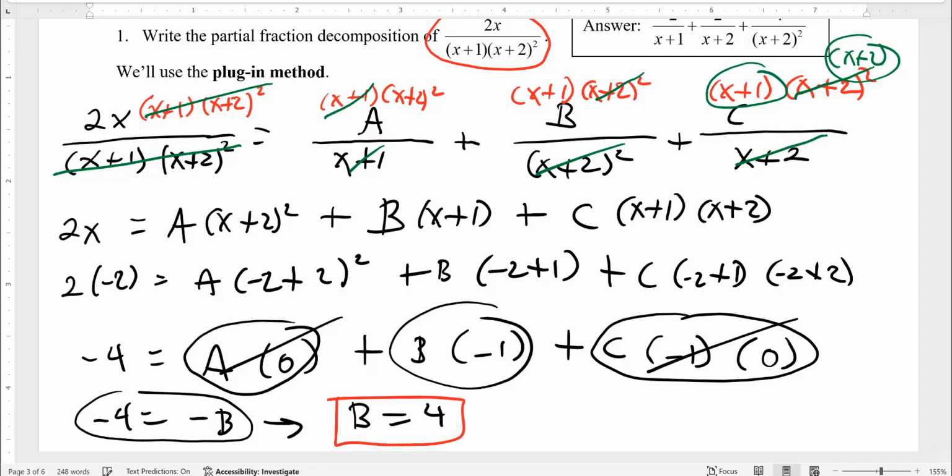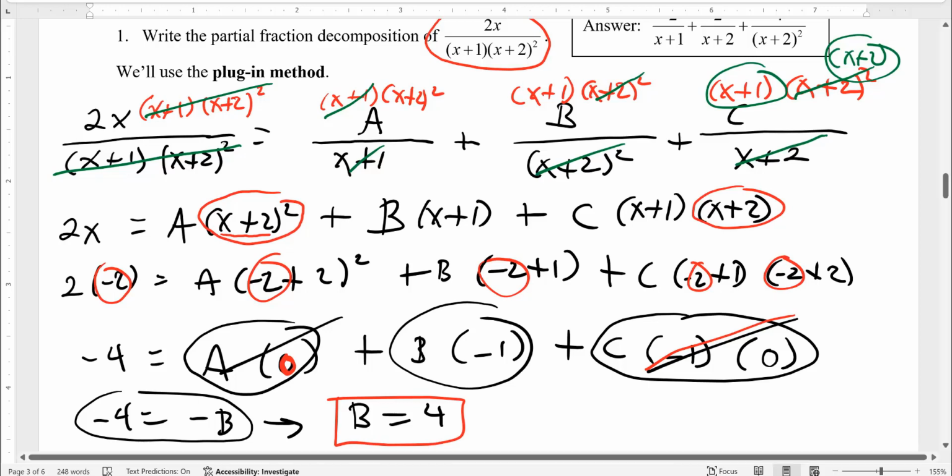Now, why did I choose -2? The reason I chose -2 is because I wanted this expression to turn into 0. That would make the A disappear. In other words, I chose the number that made this equal to 0. Luckily, that also made this expression equal to 0, and the C disappeared, and I was left with only the variable B. And that allows me to get the answer for B.